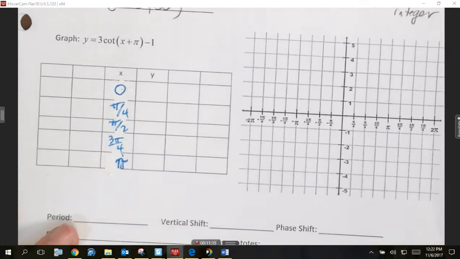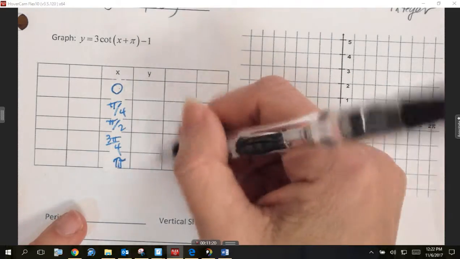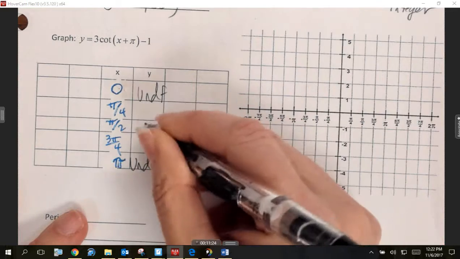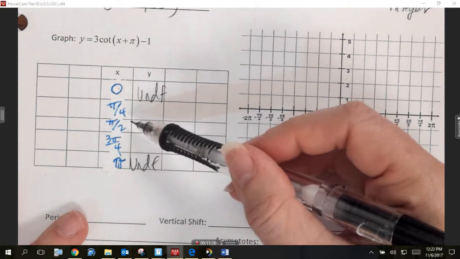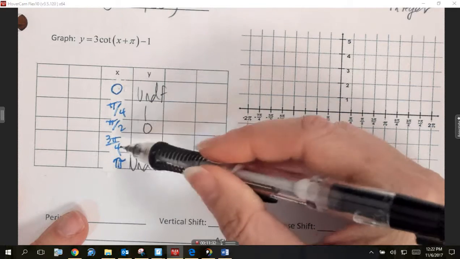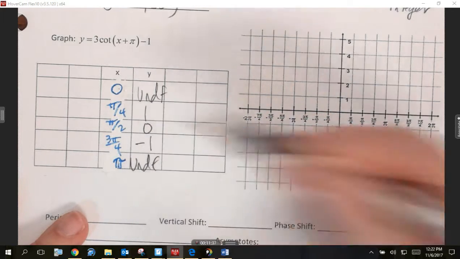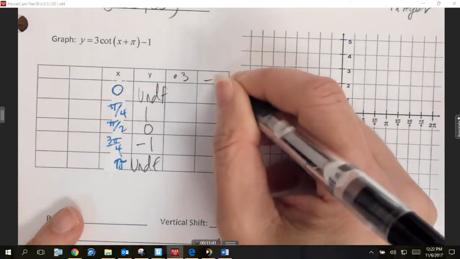All right, the last one is cotangent. So we fixed our ordered pairs. And what do we have? We have a 3 out. Oh, I got to put my y's in. Goes from undefined to undefined. 0 in the middle. And then we think about pi over 4, which is the first quadrant. So it's going to be positive or negative. Pi over 4 is positive. 3 pi over 4 is the second quadrant. Negative 1. We're going to multiply by 3, then we're going to subtract 1.